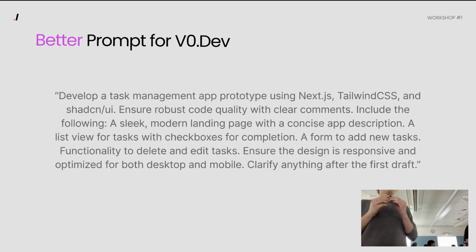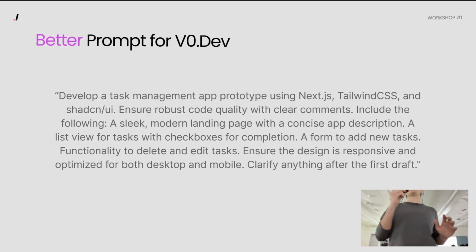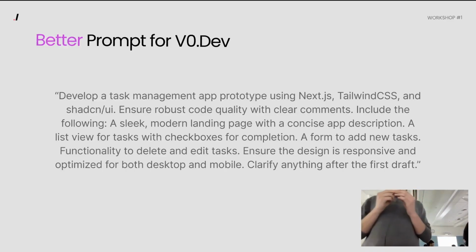So improving upon that, you can see that we start to add in specifications. We're saying from a development mindset, we're using Next, Tailwind CSS, and ShadCN, which is a component library. And then robust code quality with clear comments. It does work. A lot of times, if you specify robust in comments, it will clean up a lot of fluff that it includes, and make it a lot easier to read when you're implementing the things you want to add.